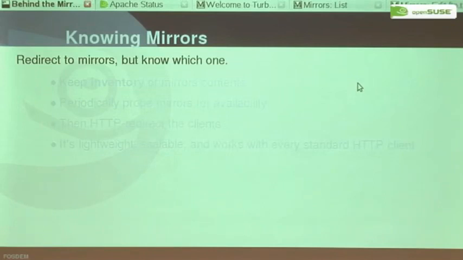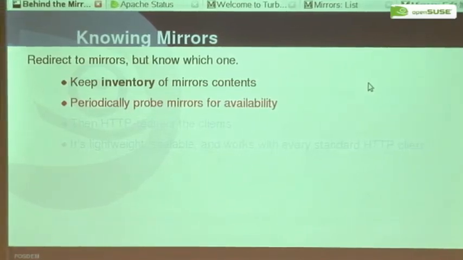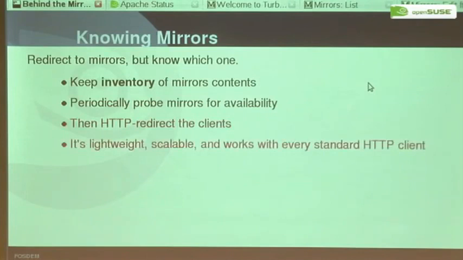And in order to be able to do that, we need to know what the mirrors have. So what we need is an inventory of files, a file list of each mirror, which we need to keep up to date, which we do by scanning them. Then we need to periodically probe the mirrors to see if they are online and alive. And with that in place, we can redirect the HTTP requests the clients make to mirrors. This works with every standard HTTP client, so it doesn't involve any specialized client.